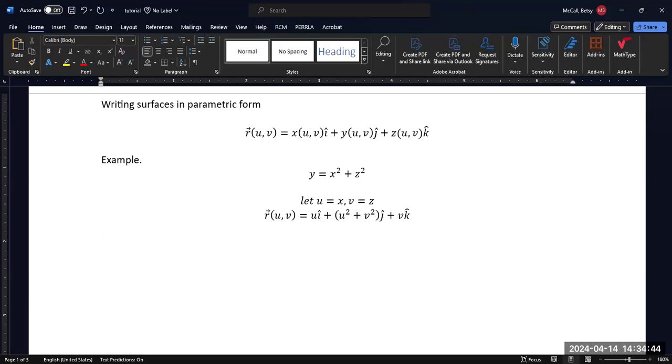So again, if you have one variable explicitly solved in terms of the other two variables, then this is a straightforward process. And this is exactly what we would do in parametric curves. If we are in two dimensions, for instance, and we have y as an explicit function of x, we let x equal t, and then we substitute t into our y equation, and we get our curve.